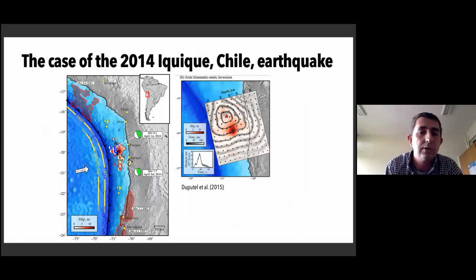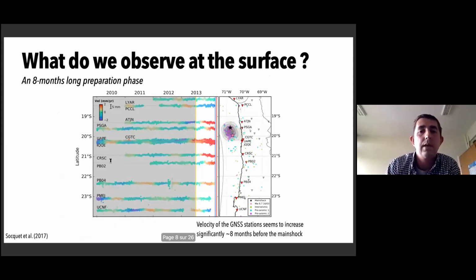Here I'm showing the slip distribution that was obtained by Zachary in some previous work in 2015. What was interesting in that earthquake is that it broke what was thought of as a seismic gap in the past. That was one of the interesting aspects of this earthquake. But what was even more interesting is what we could see on the geodetic network before the earthquake. So what do we actually observe?